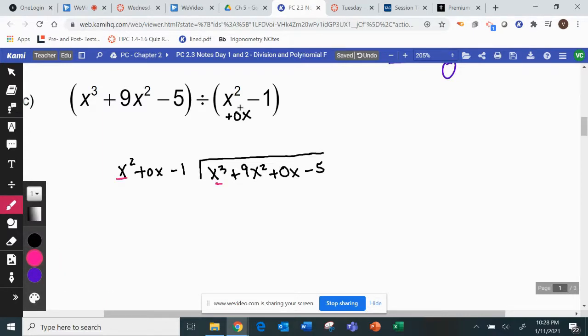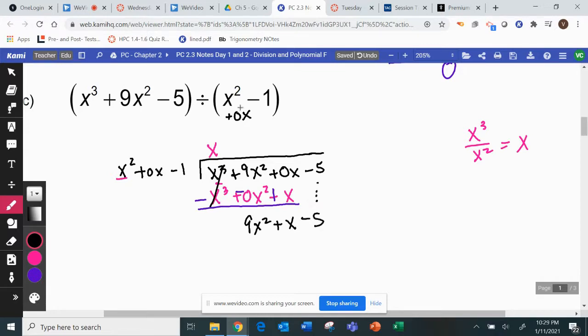Now I'm going to divide x squared into x cubed. Can't do that in your head. You go over here, x cubed divided by x squared. That leaves me with 1x, which I'm going to distribute to all three terms. So get x cubed plus 0x squared minus x. Draw the line, change the signs. Those will cancel. This is 9x squared, and this is plus x. Bring it on down. And that was the last thing to bring down. So we only have one more step.